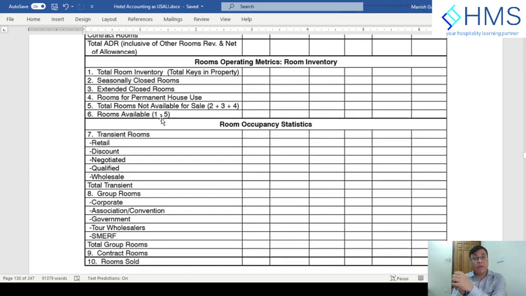Then you have room inventory. For the room inventory, you may want to split the total room inventory into how many are closed, what is available for sale, what is out of order, and what is the total available for sale. You may want to split how much is sold for transient, how much for group, how much for contract, total rooms, and also the complimentary.